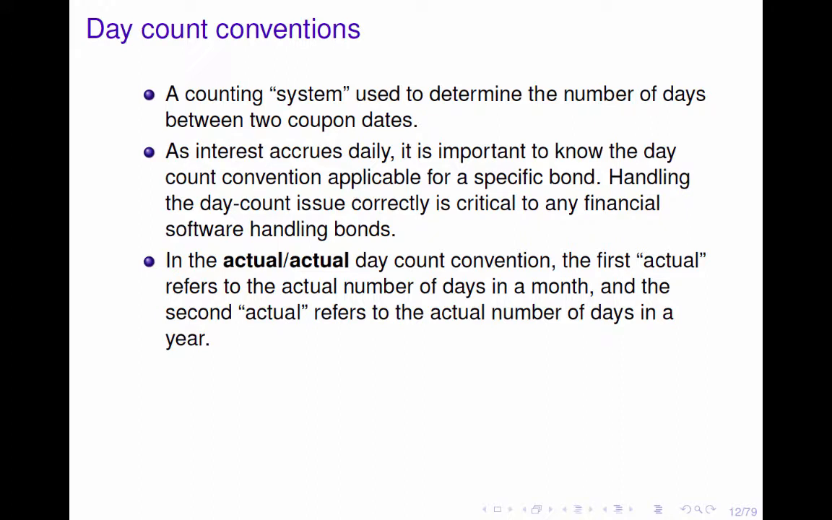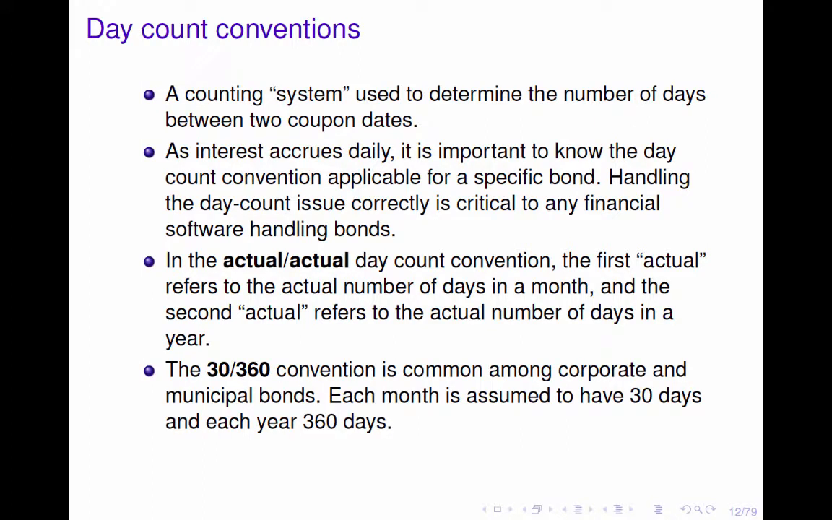In the actual over actual day count convention, the first actual refers to the actual number of days in a month, and the second actual refers to the actual number of days in a year. The 30 over 360 convention is common among corporate and municipal bonds. Each month is assumed to have 30 days, and each year 360 days. Another popular convention is actual over 360. In this case, we use the exact number of days in the month, but assume there are 360 days in a year.